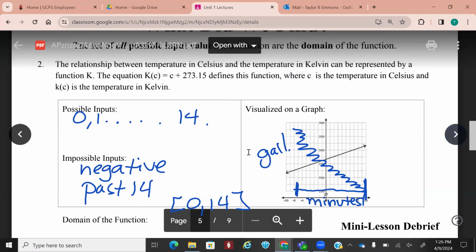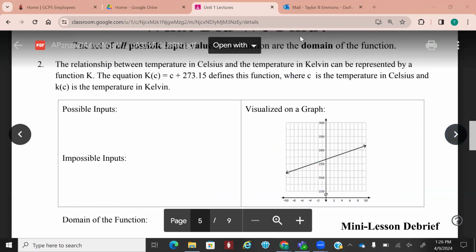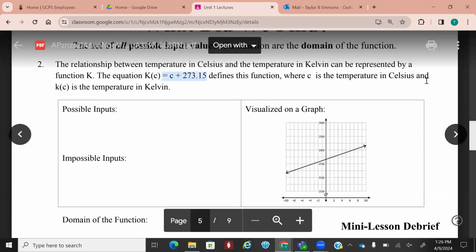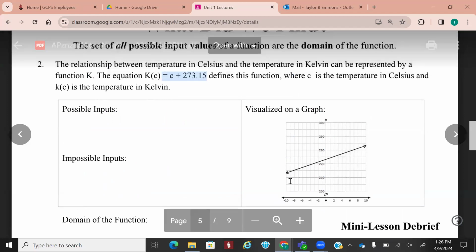All right, here's a different problem. We've got Celsius, which is temperature, and temperature in Kelvin. So here is my equation. Here's the graph, where C is the temperature in Celsius and K of C is the temperature in Kelvin. What are the possible inputs?